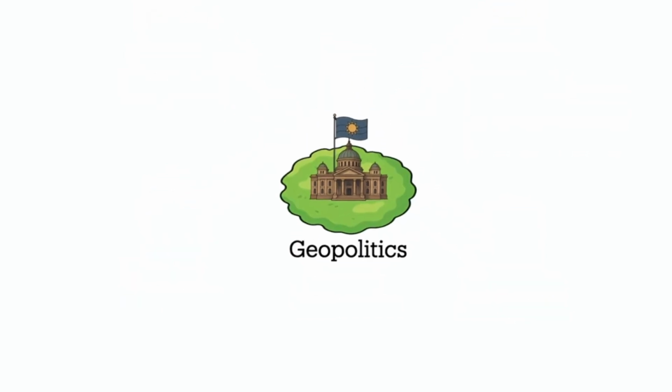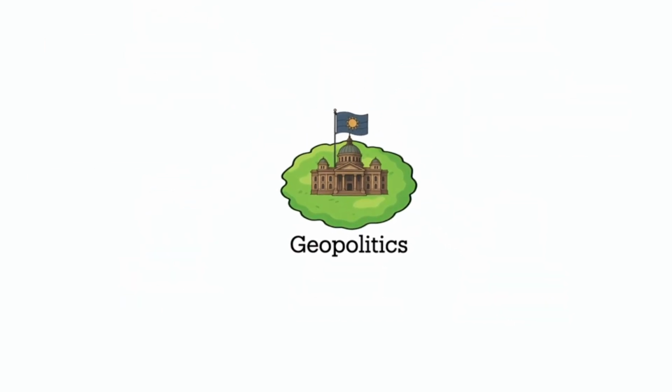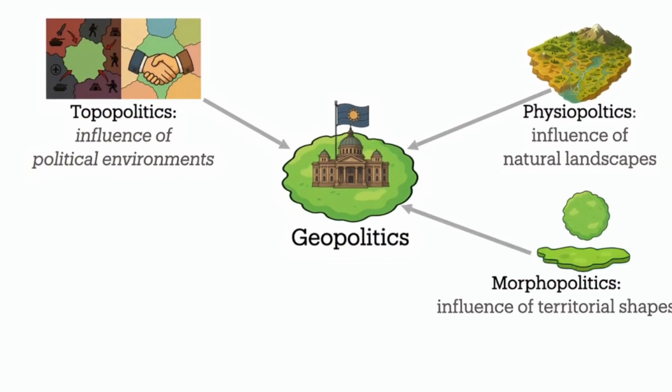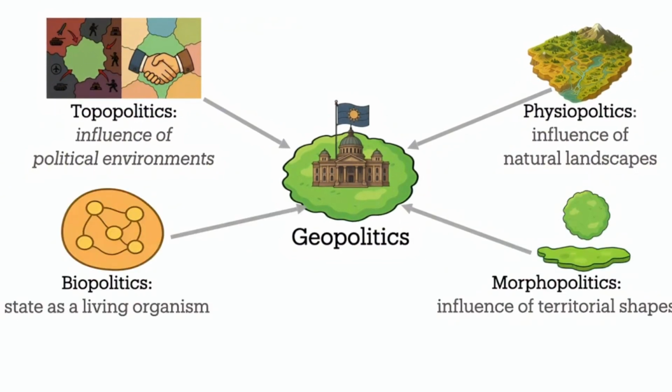Here Kjellén introduces a further classification: topopolitics, physiopolitics, morphopolitics, and biopolitics. Technical labels for different ways of looking at the state, from its life processes to the shape of its territory, its physical environment, and its position in space.